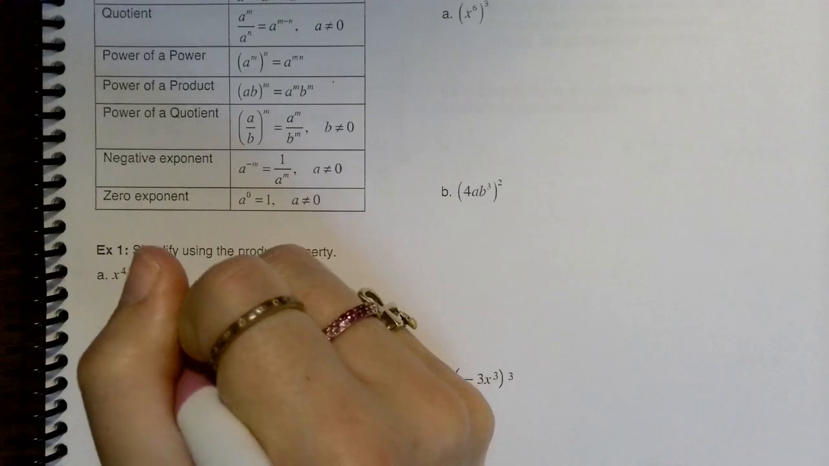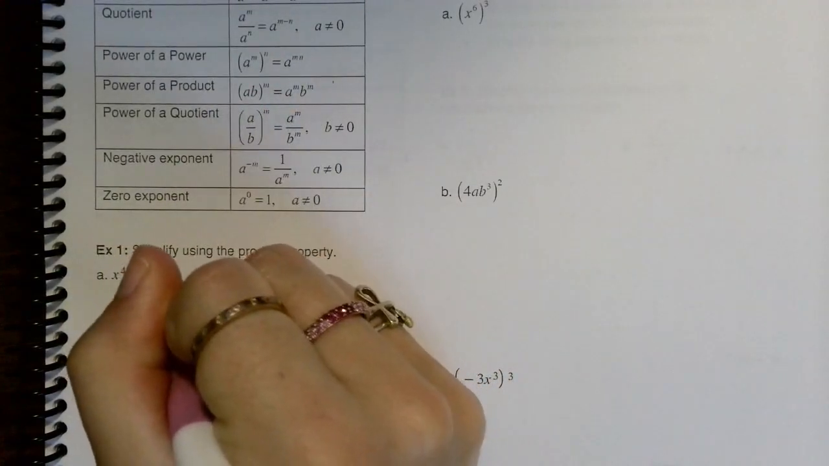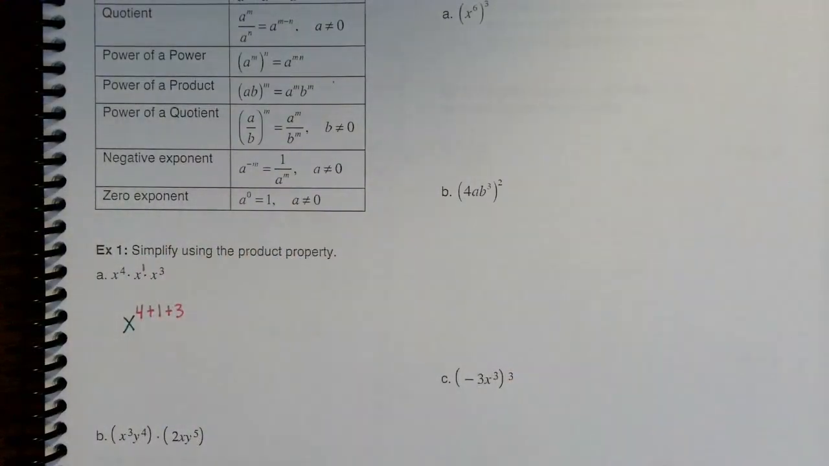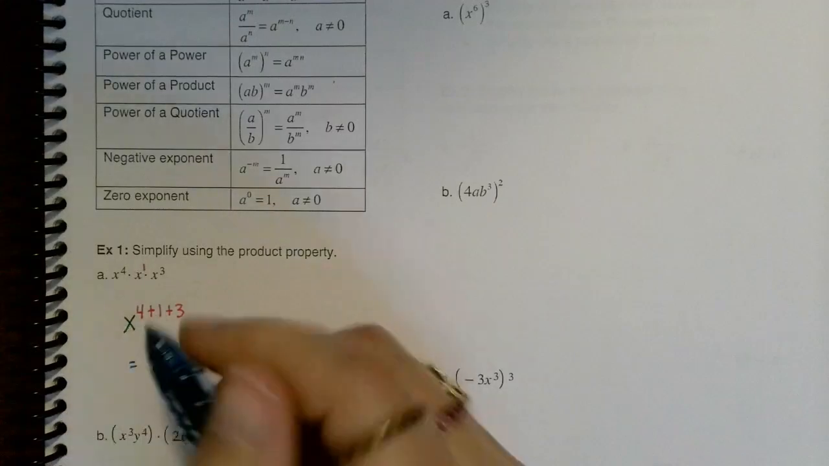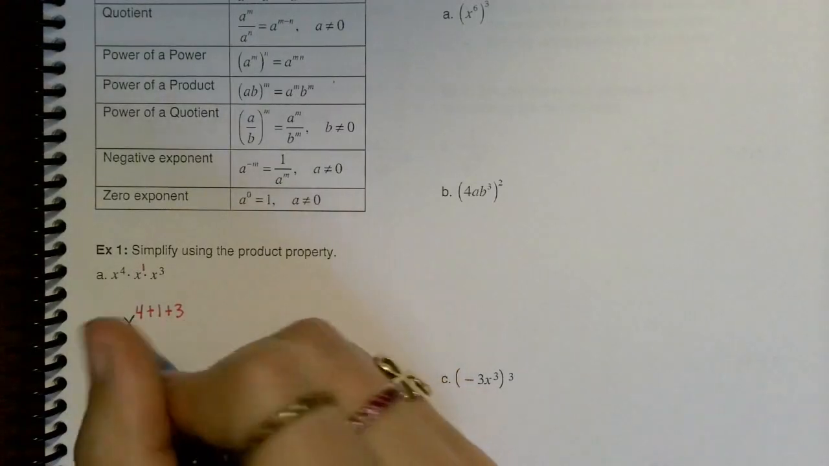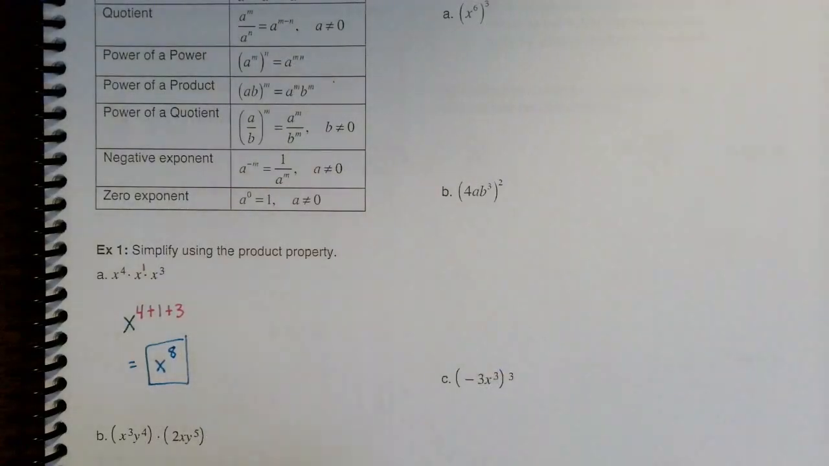So we are going to add plus 1, and then this x to the third means we're going to add plus 3. And so when I write my final answer, that's going to be x to the 4 plus 1 plus 3, which is the 8th power. And that has been simplified.